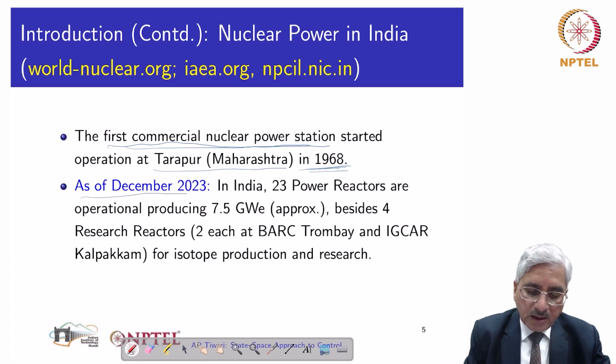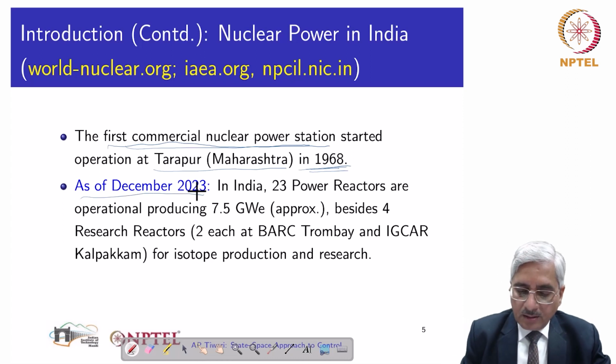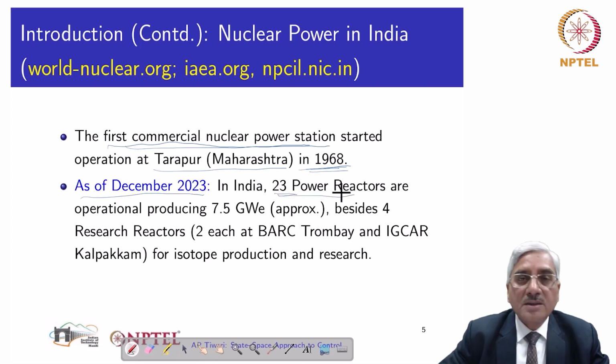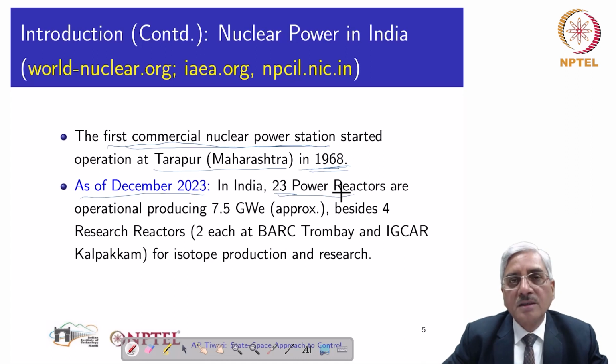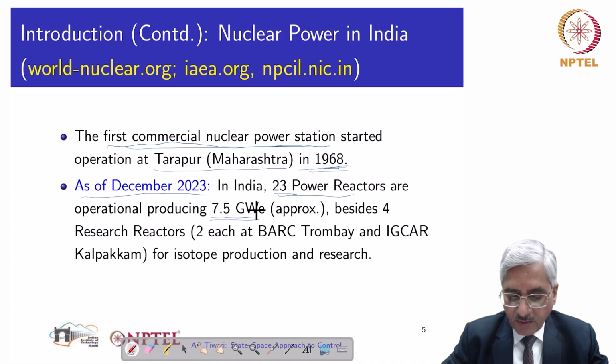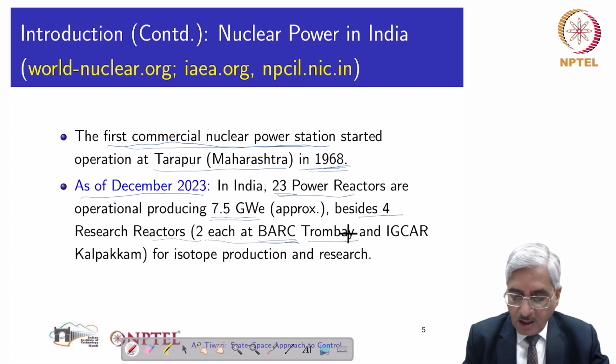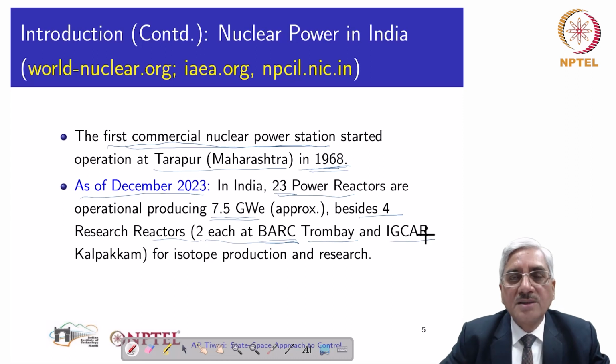By the end of last year, 2023, 23 power reactors are operational in the country, producing approximately 7.5 gigawatt electrical energy. There are 4 research reactors, 2 at Bhabha Atomic Research Center, Trombay, and 2 at Indira Gandhi Center for Atomic Research at Kalpakkam in Madras.